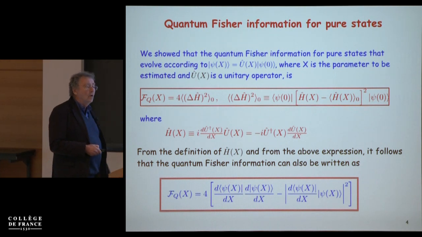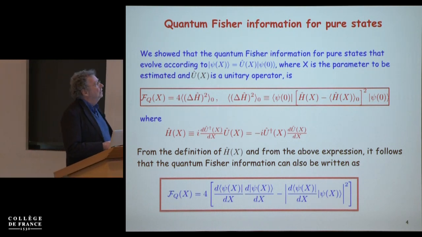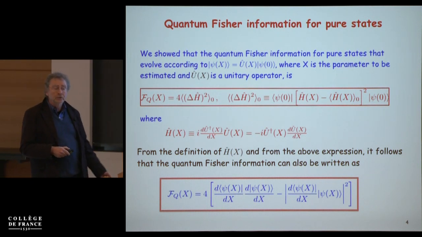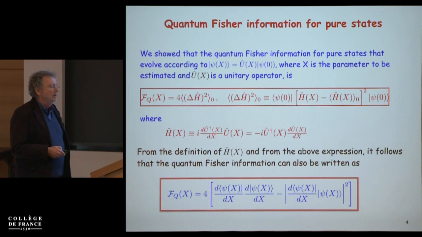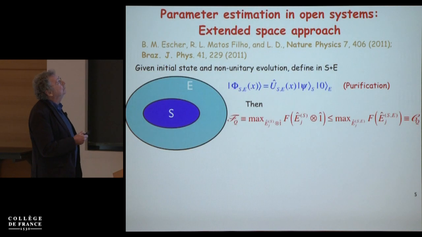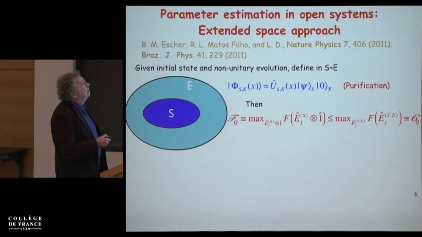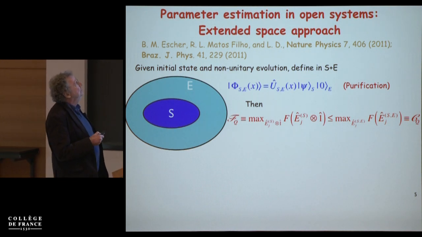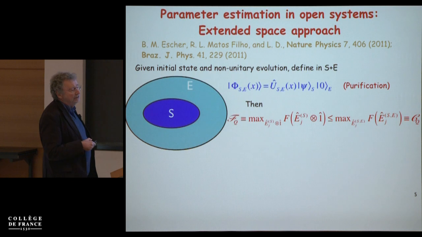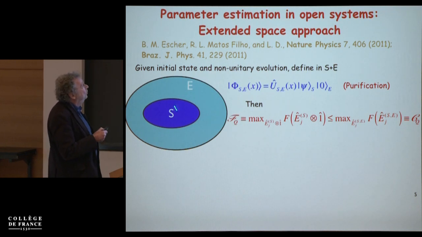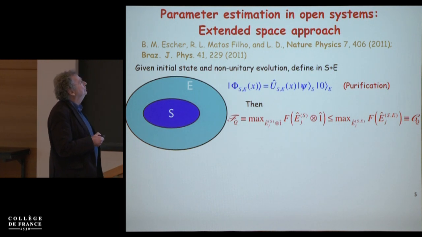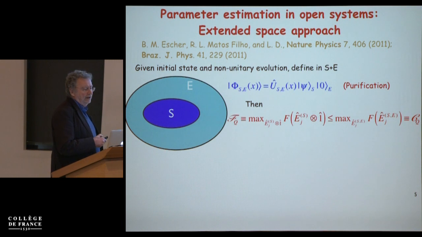What about open systems? There we have a problem. There is not such a simple expression for the quantum Fisher information in that case. So what we have developed is an extended space approach. If you have some system S that is in contact with some environment E, this is not a closed system, it's an open system. So in order to calculate an upper bound for the quantum Fisher information for the system, we extend the space.